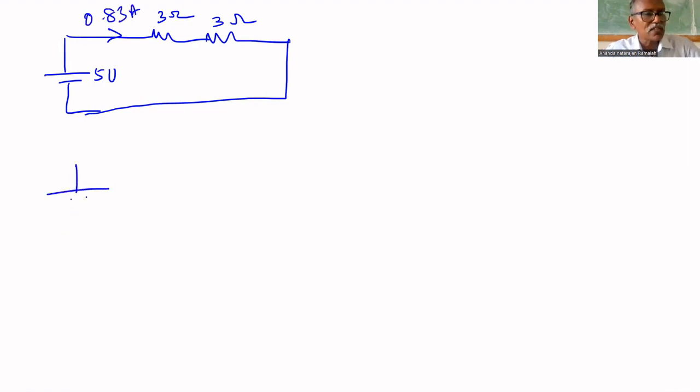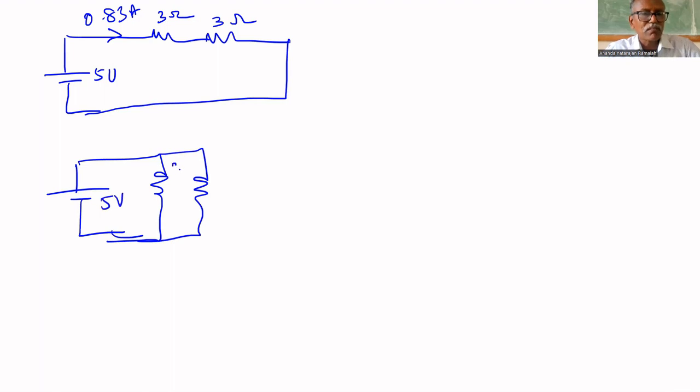Suppose the two resistances are in parallel. The same two resistances are in parallel. Same 5 volt. 3 ohm, 3 ohm. What is the equivalent resistance?